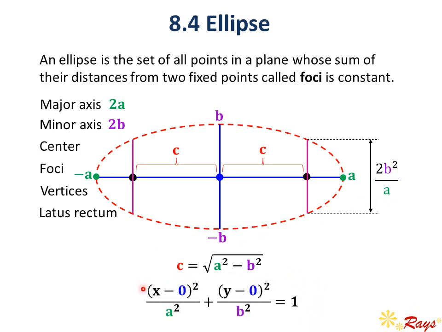And this is the standard equation of this ellipse. If the major axis is horizontal like this, then a squared is the denominator of x squared. And the (0, 0) here is the coordinate of the center. In case our center is not at (0, 0), let's say it is at (h, k), then the coordinates here will change accordingly.